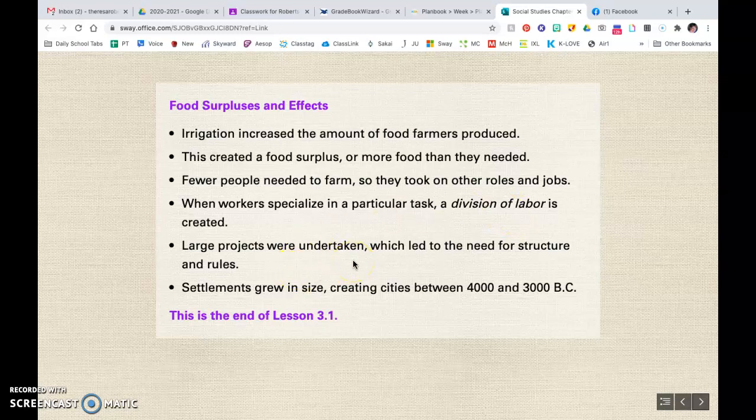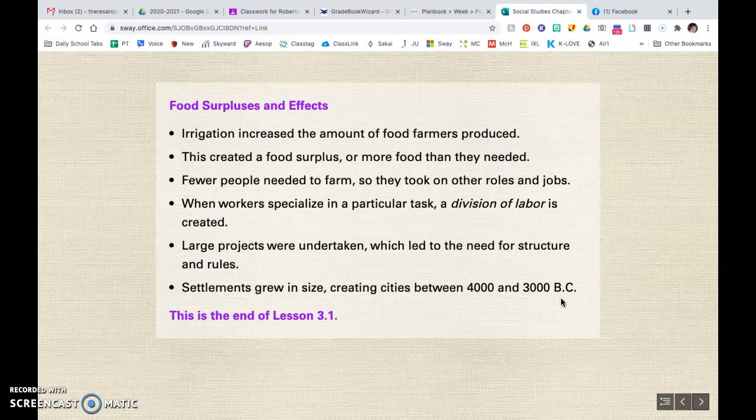Large projects were undertaken, which led to the need for structure and rules. Think about as the society grows, if you don't have any rules, you have total chaos. And we will discuss that more as we get deeper into the study in this chapter. So the settlements during this time of Mesopotamia, which is in the Fertile Crescent, grew in size, which eventually created cities between the years of 4000 and 3000 BC, which, remember, is kind of the old saying of before Christ, but now it's called BCE, before Common Era.